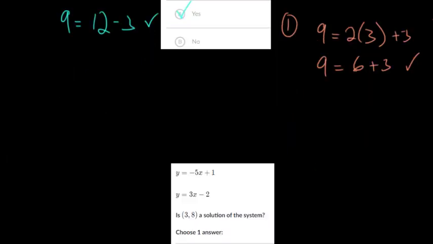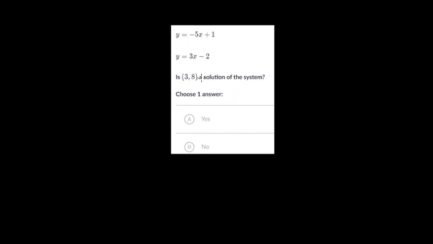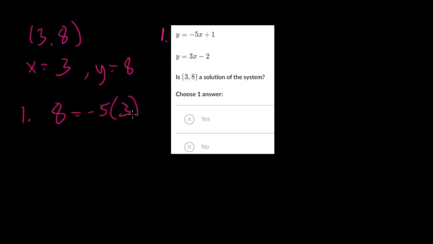And let's try another one. So now we're testing the point 3, 8, and we're going to plug this into both of these equations here. So in this case, x is 3 and y is 8. So I'll call this number 1. So for 1, we're replacing y with 8. So 8 equals minus 5 times 3 plus 1. And this one's not going to work because minus 5 times 3 is minus 15. And when you add 1 to that, you get back minus 14. But that's not equal to 8.